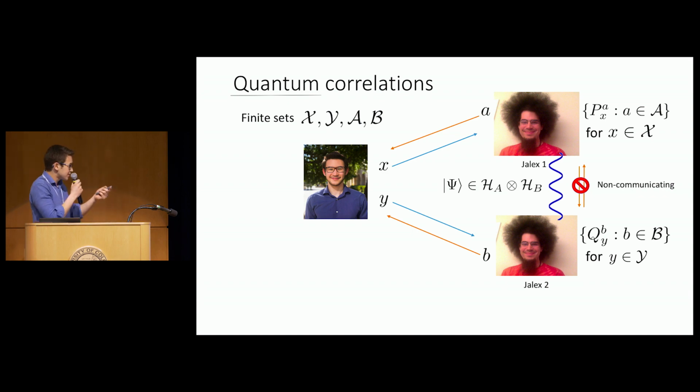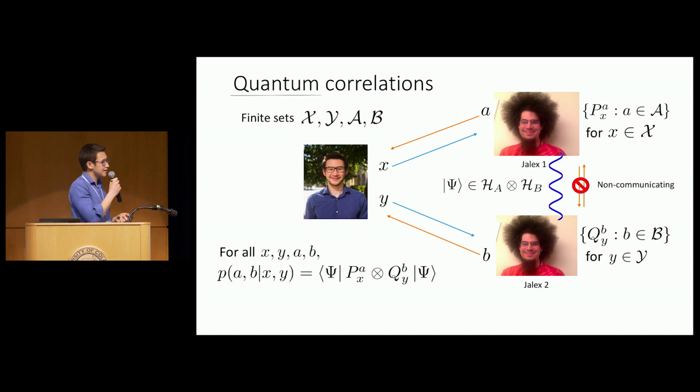So if the two provers do this, then you can very naturally see that the probability of seeing answers A and B, given that the two provers received questions X and Y, is simply given by the overlap of the appropriate projectors onto the state psi.